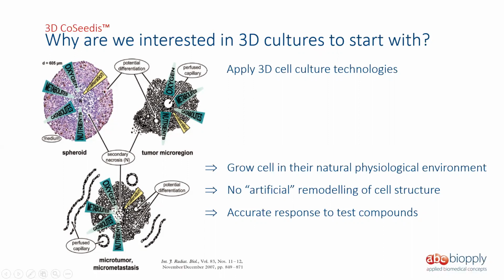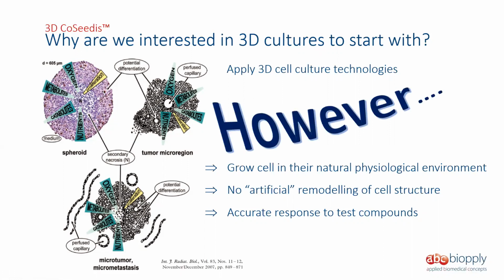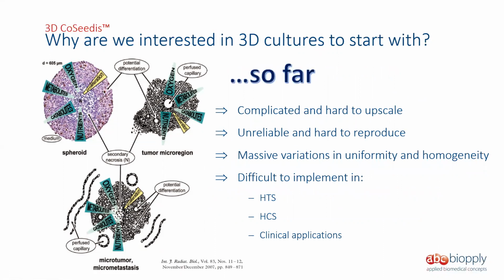However, so far there have been severe problems to 3D cultures, and those problems have included that some of these technologies to build these spheroids are relatively complicated, and they're certainly very hard to upscale to produce 3D spheroids in high enough numbers. Similarly, a lot of these systems are unreliable and very hard to reproduce, and that's simply because they have not been standardized to a level that would allow reliable and reproducible production of 3D spheroids.